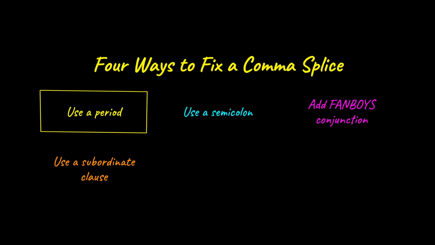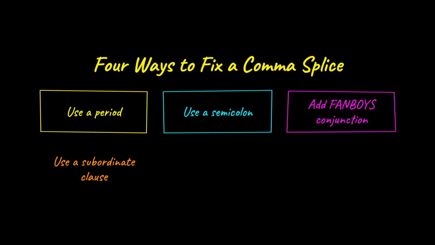There are 4 standard fixes. Replace the comma with a period, giving each clause its own sentence. Use a semicolon to mark the break while signaling closeness. Keep the comma, but add a coordinating conjunction from the FANBOYS group. Or rewrite one clause as a subordinate clause using words like because, although, or when.